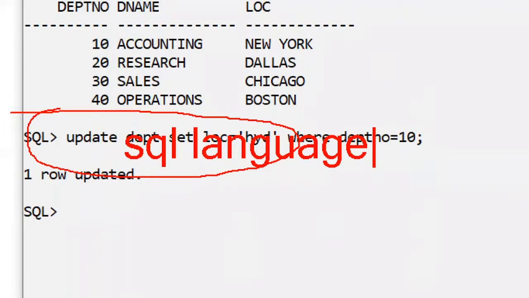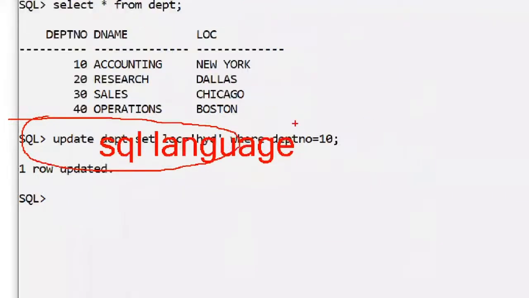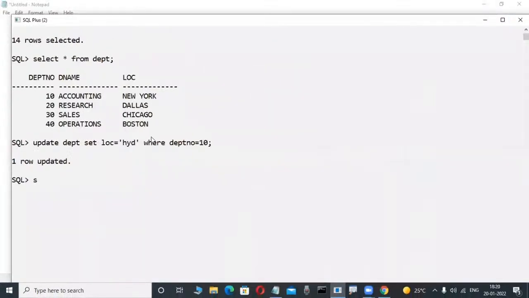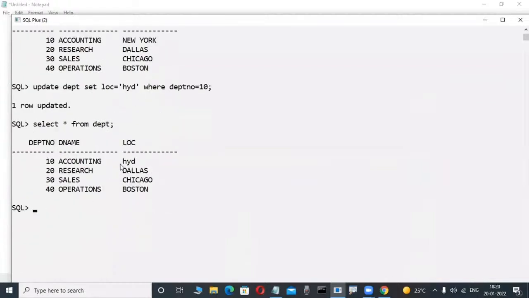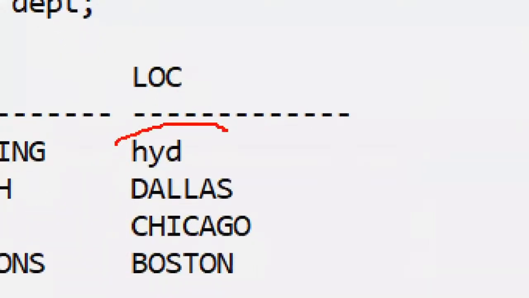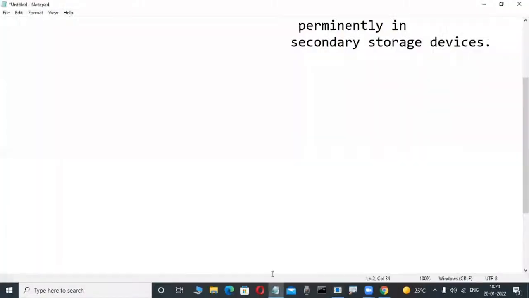Now, observe here. Once we write this type of coding, this is called SQL language, then it automatically affects your database. Observe here, your database. In the previous case, New York was there, but in this case, Hyderabad is the location. Is it there or not? That's why always observe here.